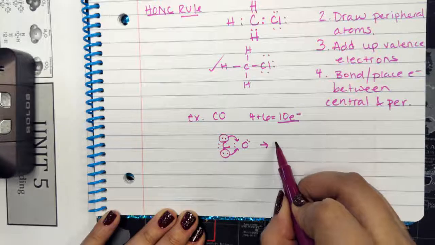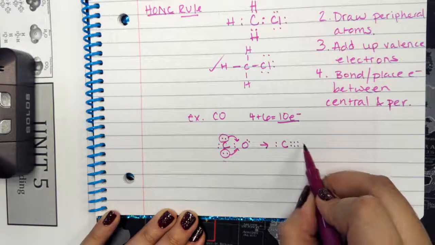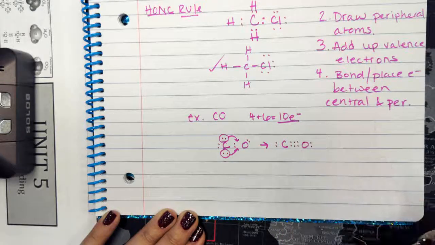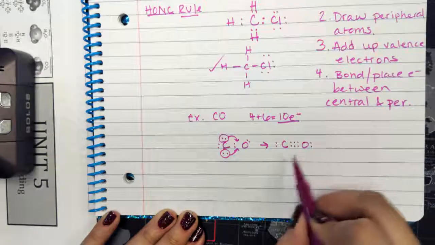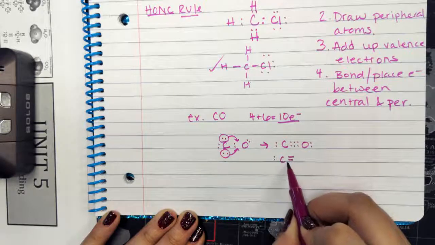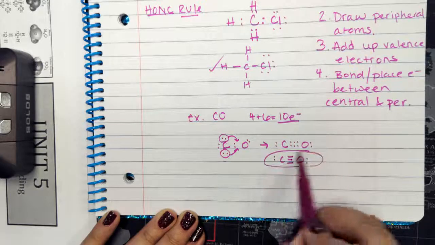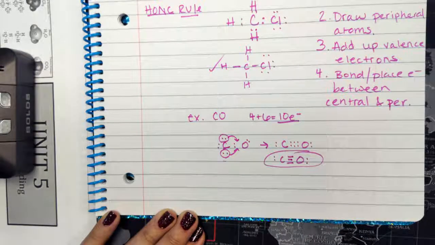So now I have a total of 6 electrons being paired between my oxygen and carbon. So what this represents, my 6 electrons, represents a triple bond. And so this would be my Lewis dot structure for carbon monoxide.